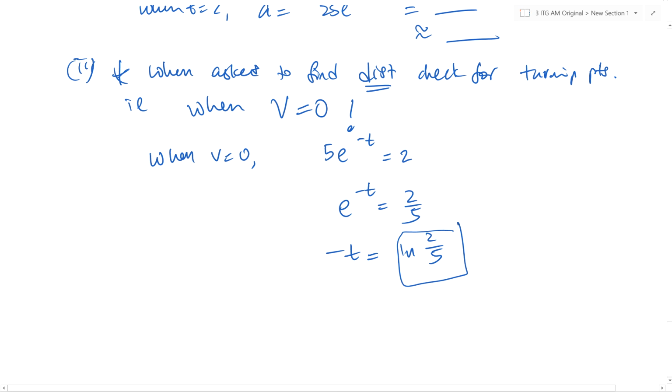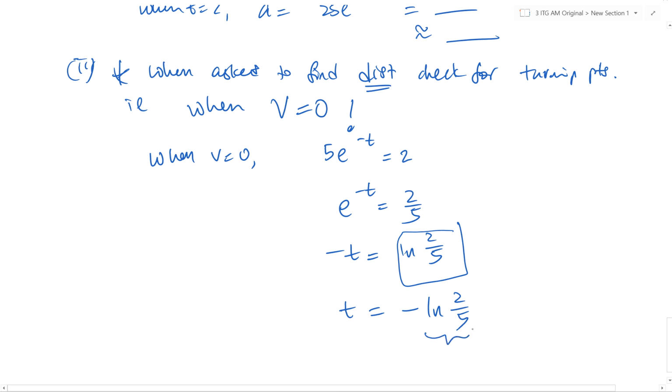Ln 2 over 5. Is that positive or negative? Think about it. Negative, right? Because 2 over 5 is less than 1. So this portion is negative. When I make t the subject, I will get negative ln 2 over 5. Do you have any insights over here?